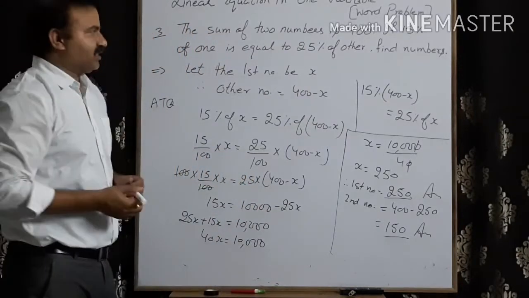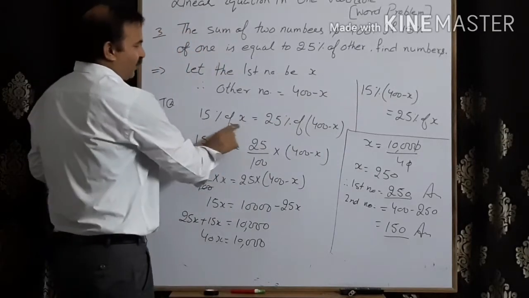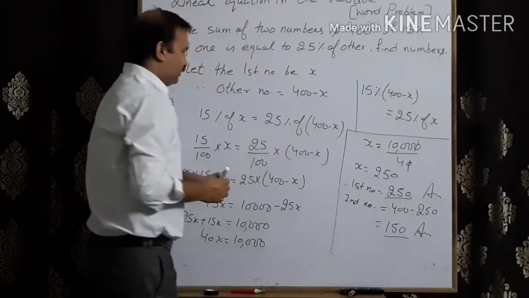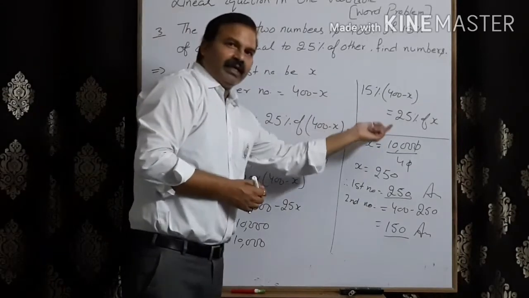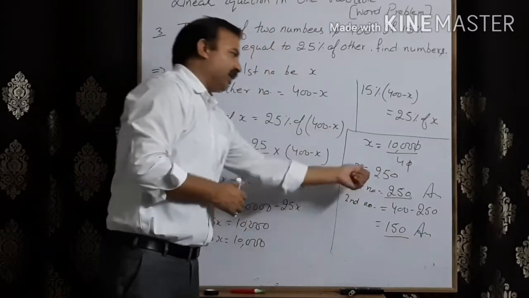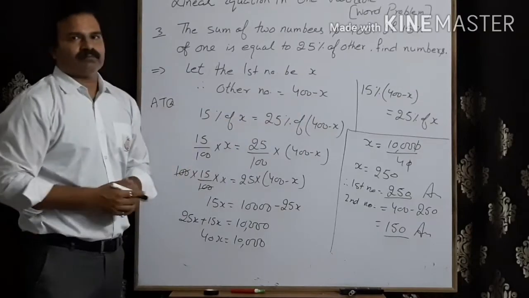Now what I was saying, in case you take this equation to solve, fine, 15% of 400 minus x and 25% of 400 minus x. So in here you would have got the answer x first as 120 and the second number you will get then 250. There is no problem. Both the equations are the same.